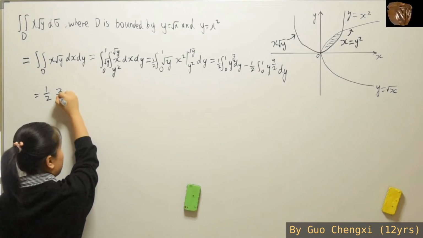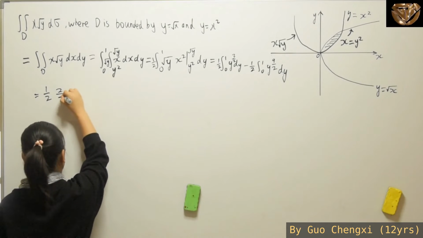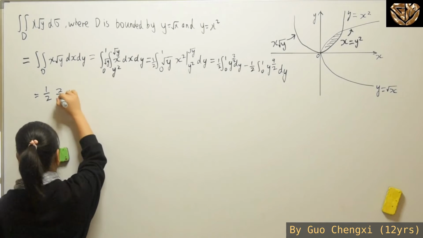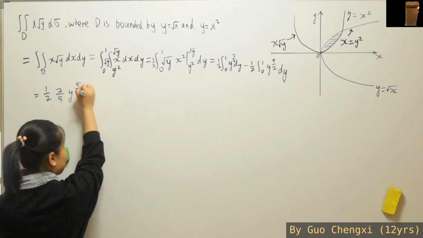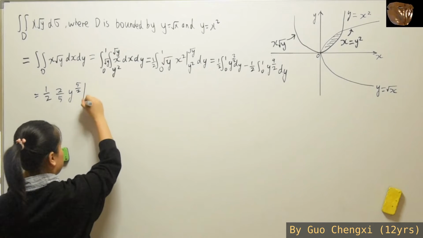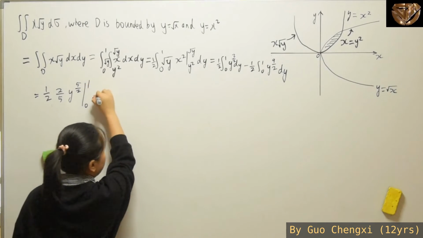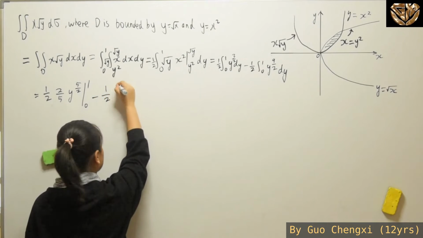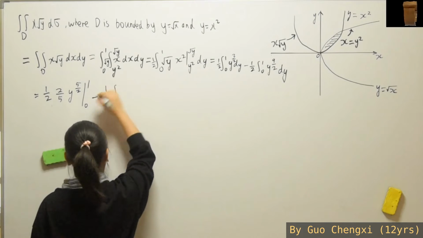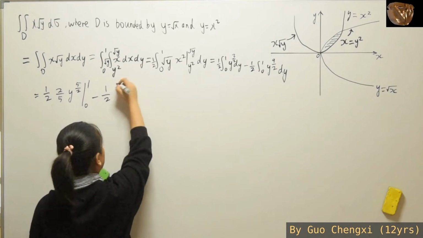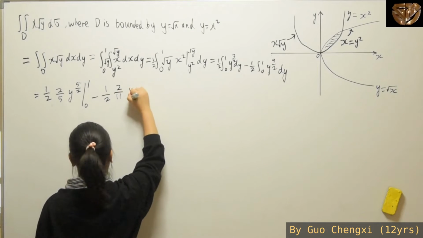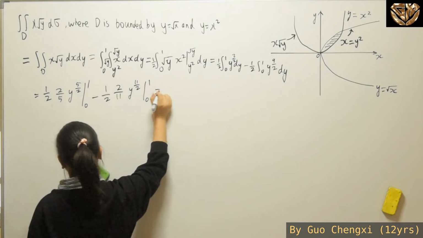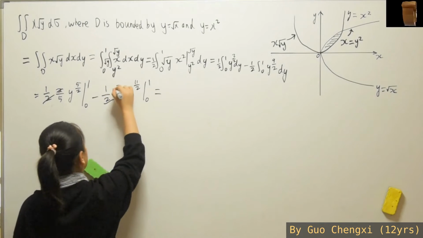Now we can integrate both sides already, whereas you can get 1 over 2 times 2 over 3 y to the power of 5 over 2. And then after that we substitute from 0 to 1 and then minus 1 over 2, so once you integrate it, it will become 2 over 11 y to the power of 11 over 2 from 0 to 1, whereas you can simplify the 2's for both of these parts.